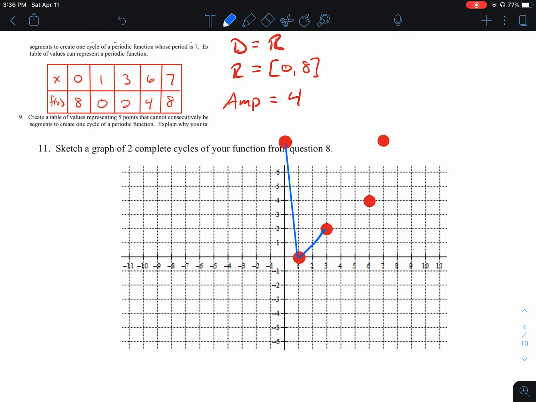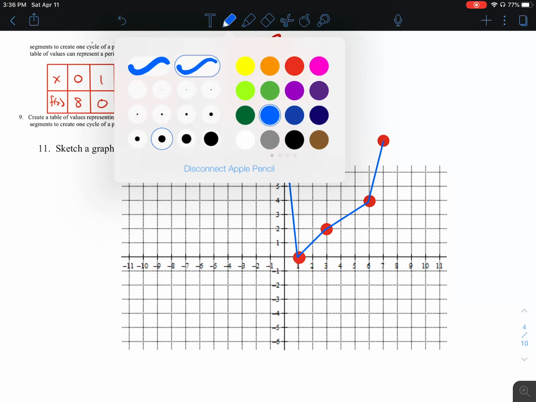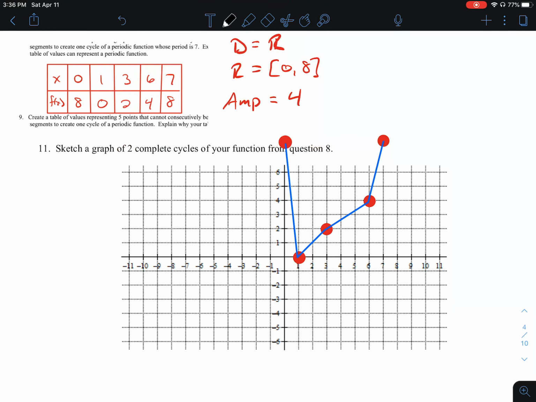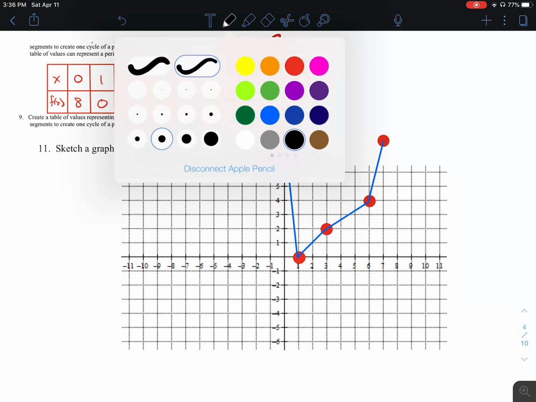Originally, this said that each of these were connected with segments. So I'm just going to connect those segments. We want 2 complete cycles. Well, there's 1 right there. So since this has a period of 7, I'm going to move 7 units to the left of each of these points.